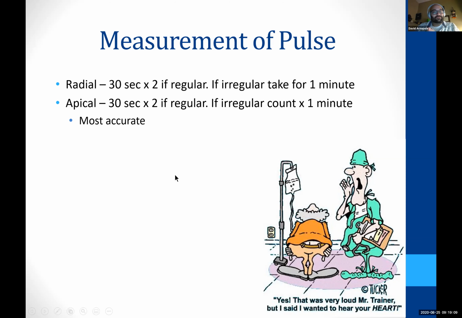I'm glad you like those pictures. Apical being the most accurate. So radial versus apical. I've already told you what I'm measuring with the apical. Why would apical be the most accurate? Yeah, absolutely, the heart. You're measuring the apex of the heart's pulse, so you're measuring that actual contraction when you do that. Good, good.